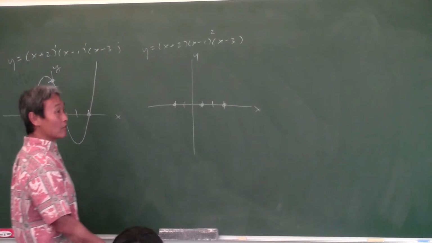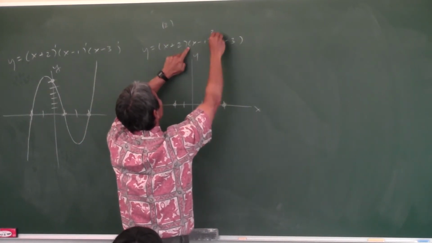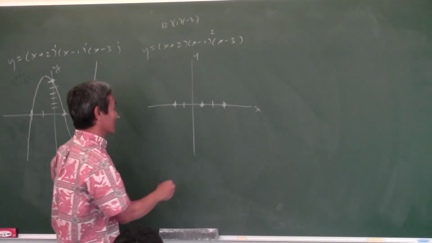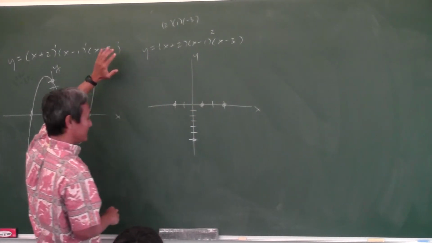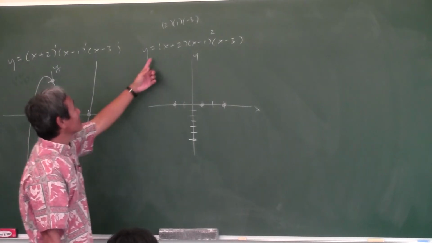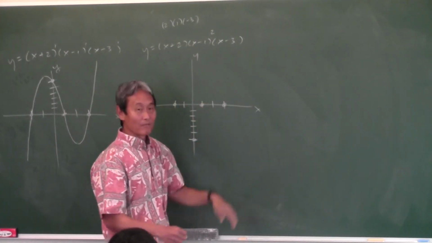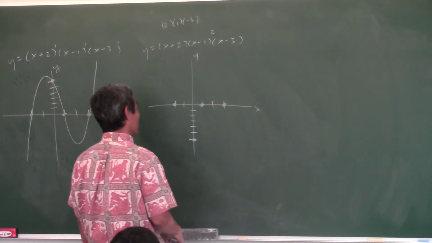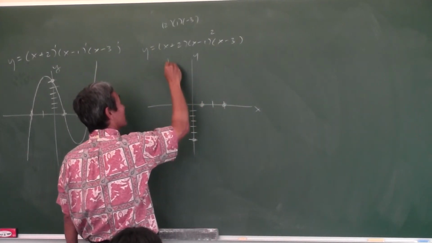If I plug in 0 for x, you get 2 times negative 1 squared, which is 1, times negative 3. That's negative 6. What degree is this polynomial? It's 4. If you add up the powers, 1 plus 2 plus 1, you get 4. And the leading coefficient is positive, so what's the end behavior going to be? It's going to start up here.